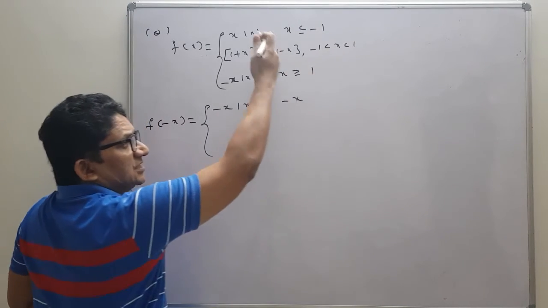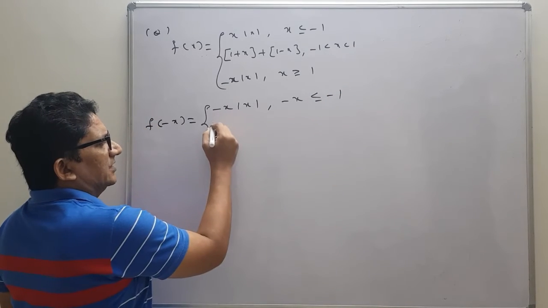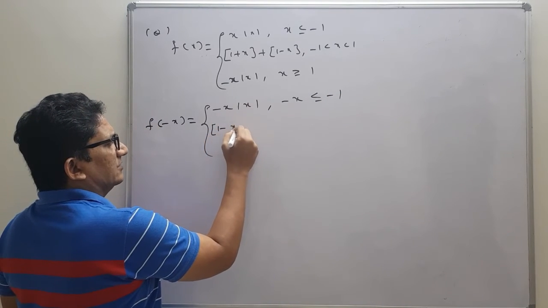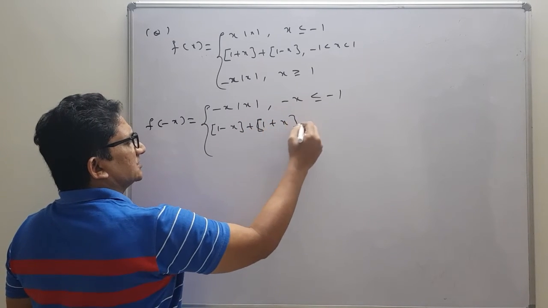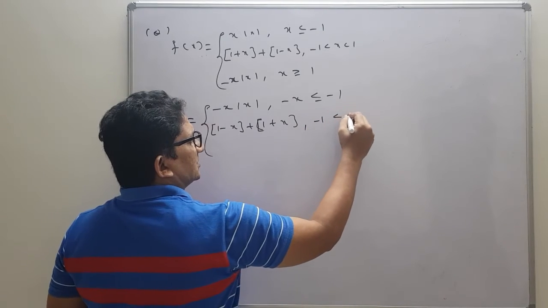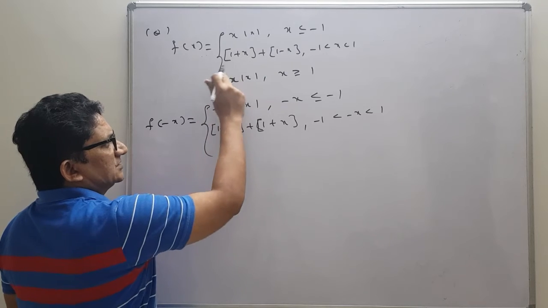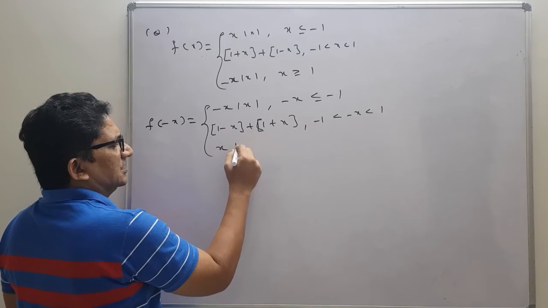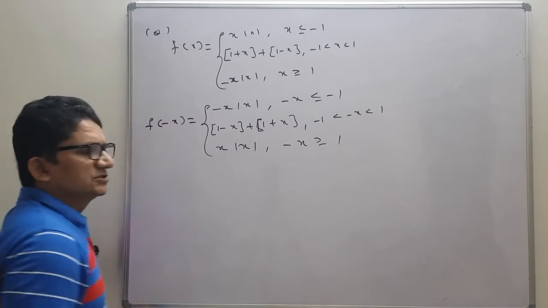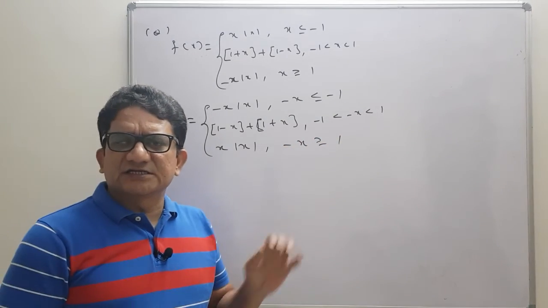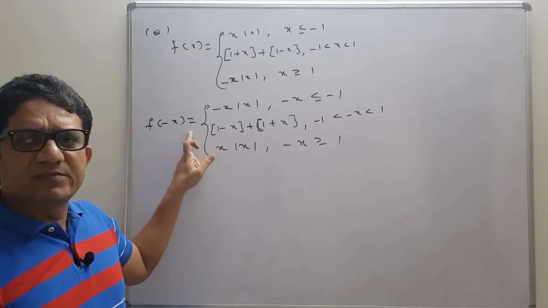Here the definitions also should change. Minus x is less than or equal to minus 1. Next, the greatest integer of 1 minus x plus the greatest integer of 1 plus x, and here minus 1 is less than minus x, which is less than 1. And here if we replace x with minus, then it becomes x, and the modulus remains the same, and here we will get minus x is greater than or equal to 1. So we are just replacing x with minus x. So according to this, f of minus x.